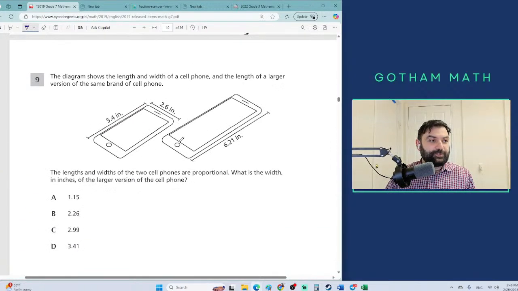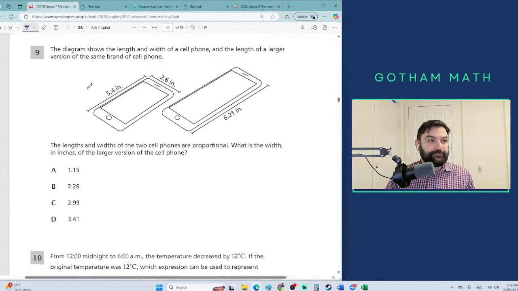Moving on, question number 9. All right, so the diagram below shows the length and the width of a cell phone and the length of a larger version of the same brand of the cell phone. Okay, 2 versions of the cell phone. The length and the width of the 2 cell phones are proportional. What is the width in inches of the larger version of the cell phone?